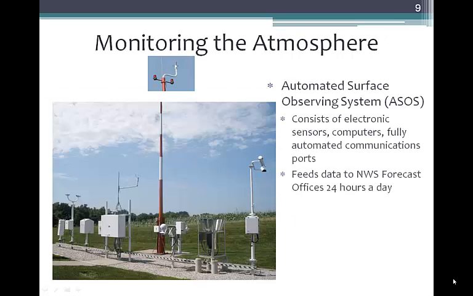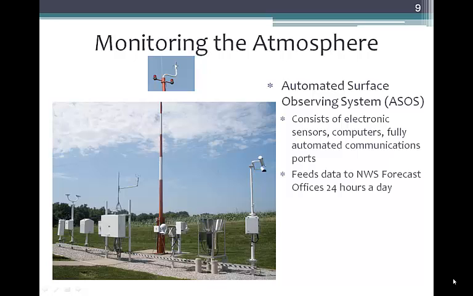Monitoring the atmosphere is done through the surface as well as from remote sensing. Here we're seeing the automated surface observation system, which you can read about more in the textbook. This is a series of sensors, like you see in the picture here, to measure different weather variables. So temperature, wind speed, wind direction, cloud cover, precipitation, perhaps incoming solar radiation and terrestrial radiation, and so forth.